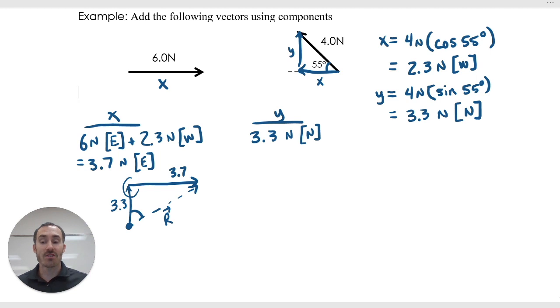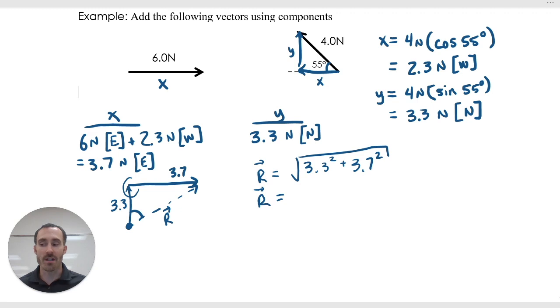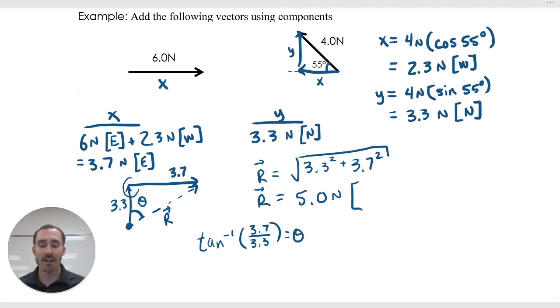So let's add up these 2 vectors using the Pythagorean theorem. So our resultant is equal to the square root of 3.3 squared plus 3.7 squared. And so our resultant is 5.0 newtons. Again, I need a direction on that thing because it's a vector. And so this is the angle I'm going for. So I'm going to use the inverse tan of opposite over adjacent. So that's 3.7 over 3.3. And when I do that, I'm going to get the angle I'm looking for, and that angle is 42 degrees.